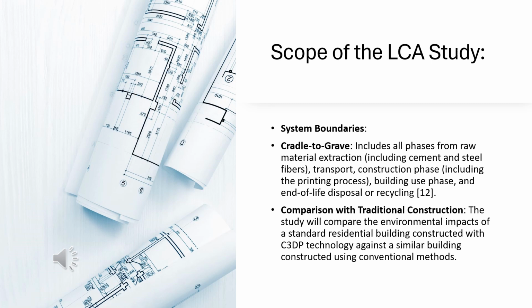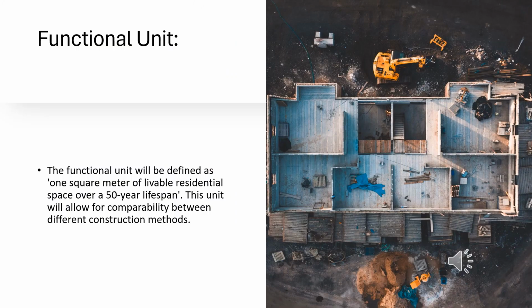Comparison with traditional construction. The study will compare the environmental impacts of a standard residential building constructed with C3DP technology against a similar building constructed using conventional methods. Functional unit. The functional unit will be defined as 1 square meter of livable residential space over a 50-year lifespan. This unit will allow for comparability between different construction methods.